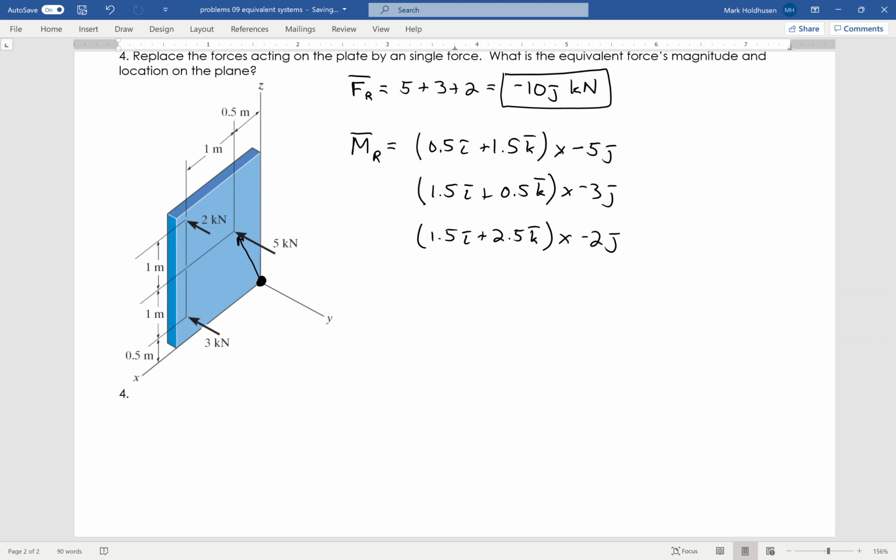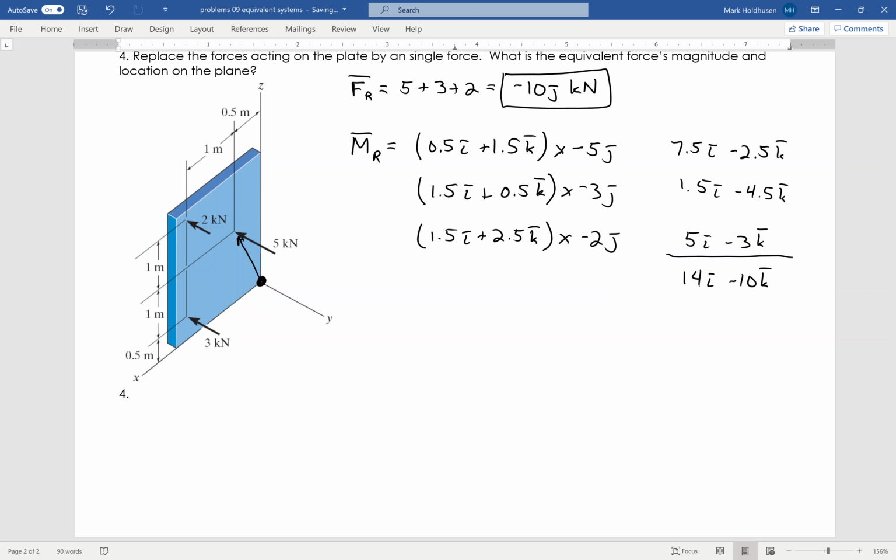Okay, so quickly doing each of these cross products, again, I'm trying to find the resultant moment that's being created by all these forces about the origin that I have there. I get 7.5 I minus 2.5 K. I get 1.5 I minus 4.5 K. And I get 5I minus 3K. So adding all of those up, I get 14I minus 10K. That is the resultant moment that I have right here.